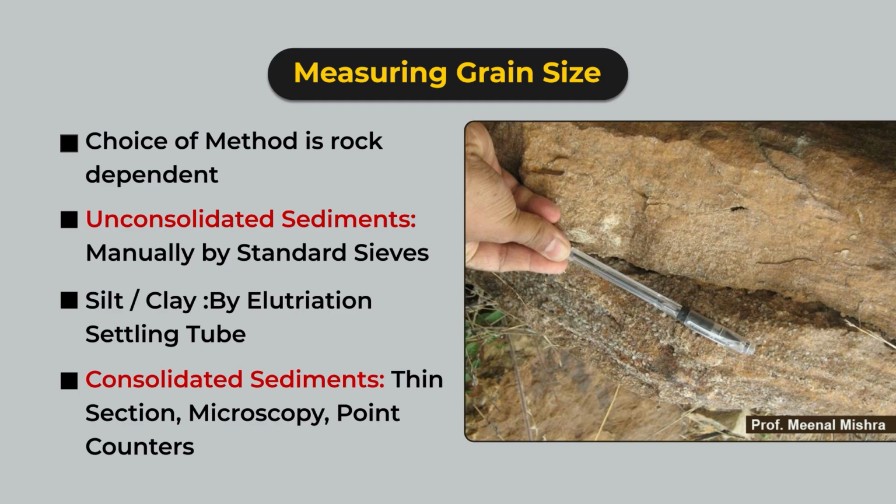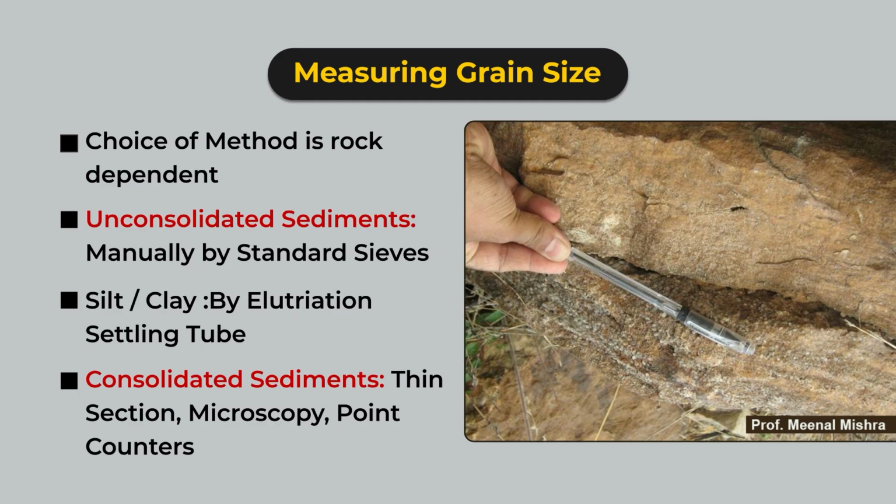For the unconsolidated sediments, you do it manually, either by measurement with vernier calipers or you use the standard sieve methods, by which you sieve through different sieves with different mesh sizes, and then you can say that for a different mesh size, so much quantity is remaining in that particular sieve.